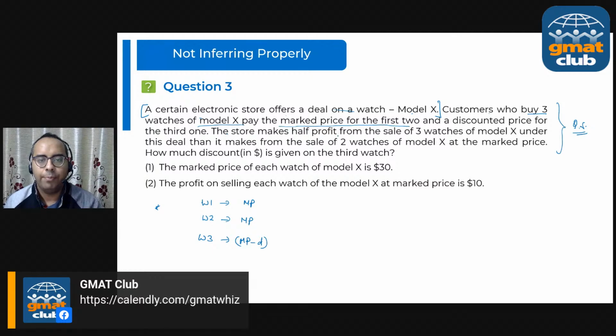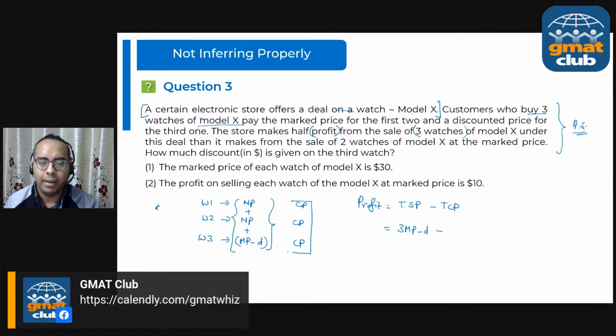The store makes half profit from the sale of 3 watches. Okay, so now they're talking about profit of 3 watches. So see, I'm breaking it down. I'm talking about profit of 3 watches here. So these are the marked prices. The cost price of these three is CP. So if I have to find out the profit of these 3 watches, that would be the total selling price minus total cost price. See, I'm not reading it fully. I have come across an information that I can use, so I'm using it. What is my total selling price? The total selling price is this plus this plus this. This is what I'm getting after selling, which is 3MP minus D, minus the total cost price.